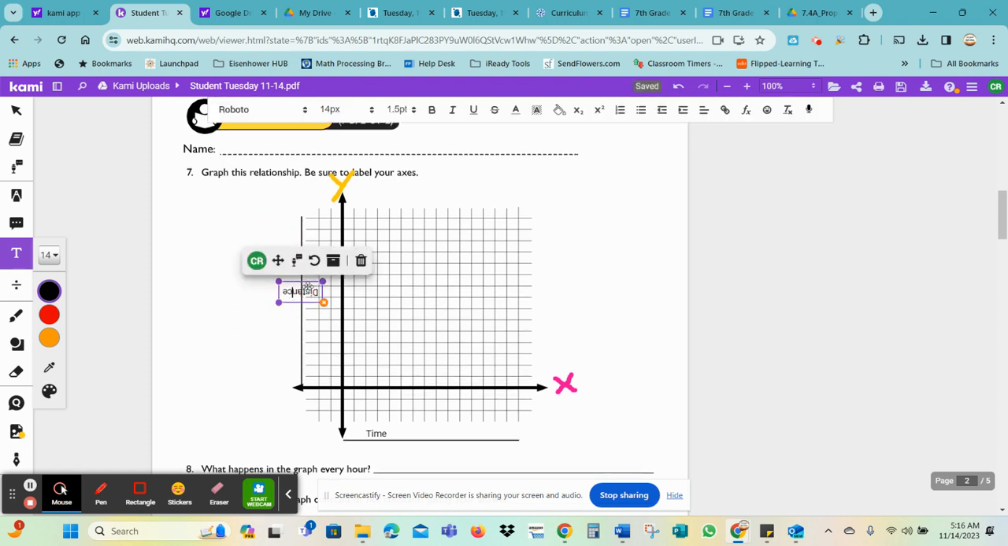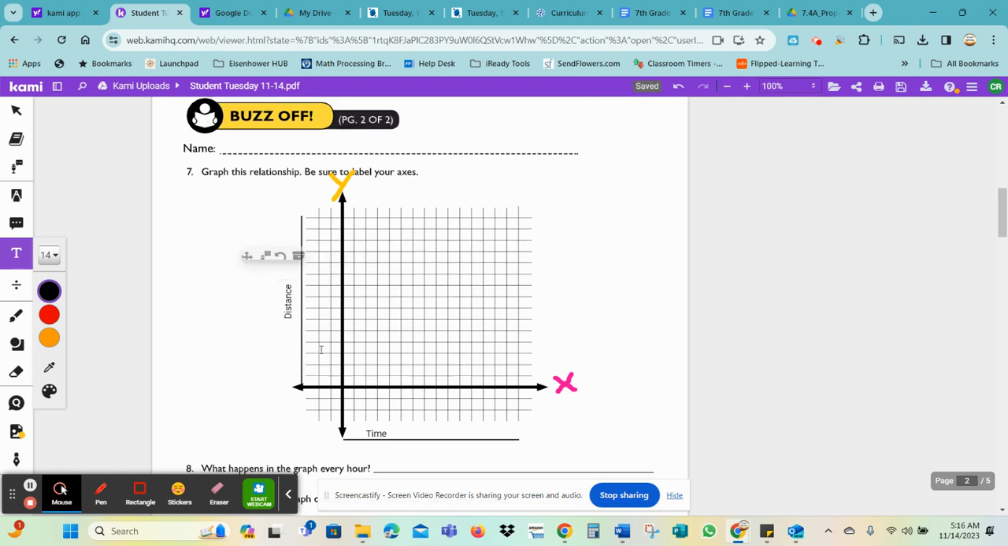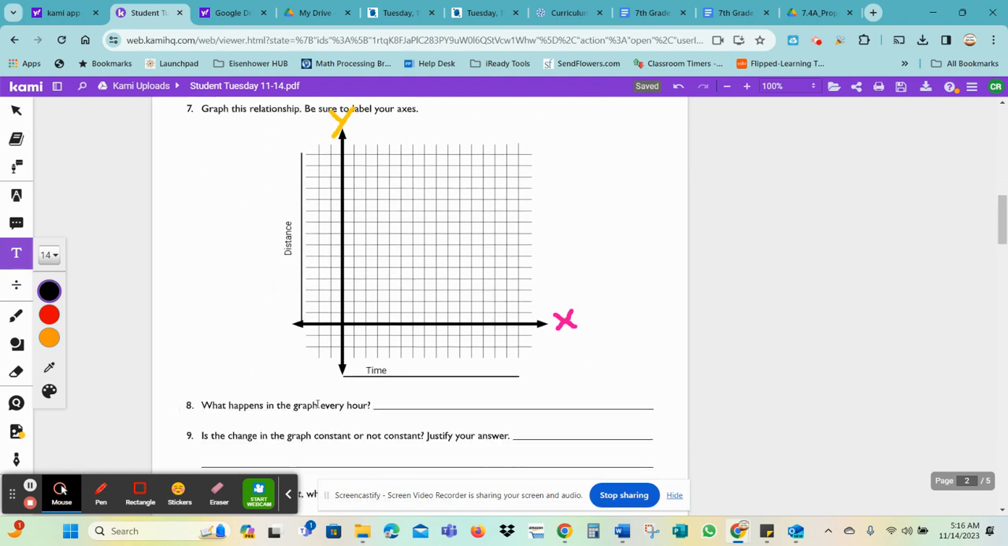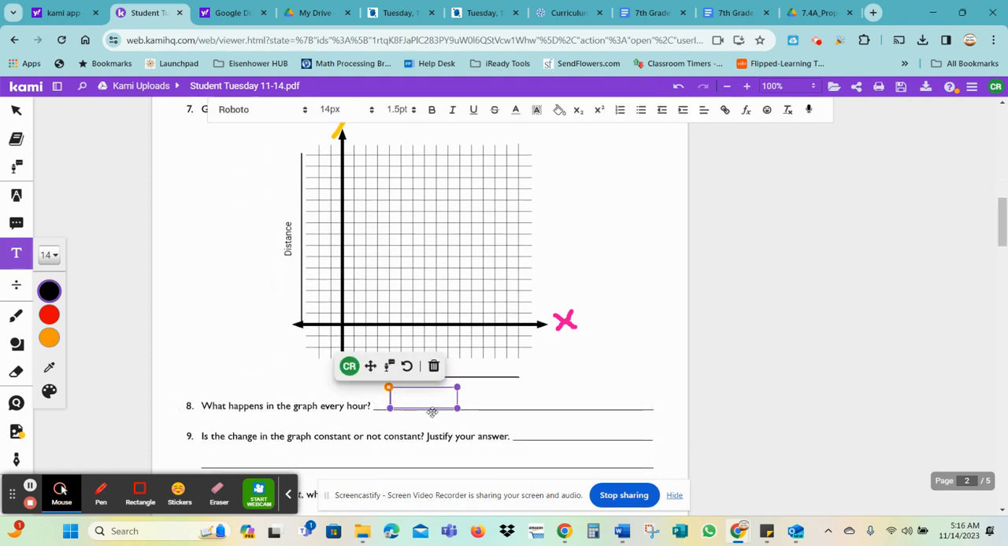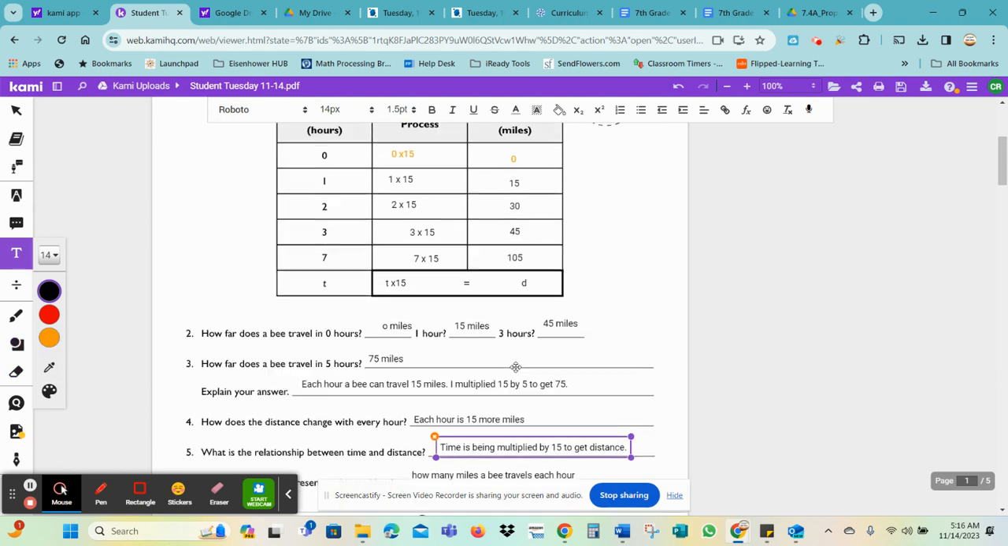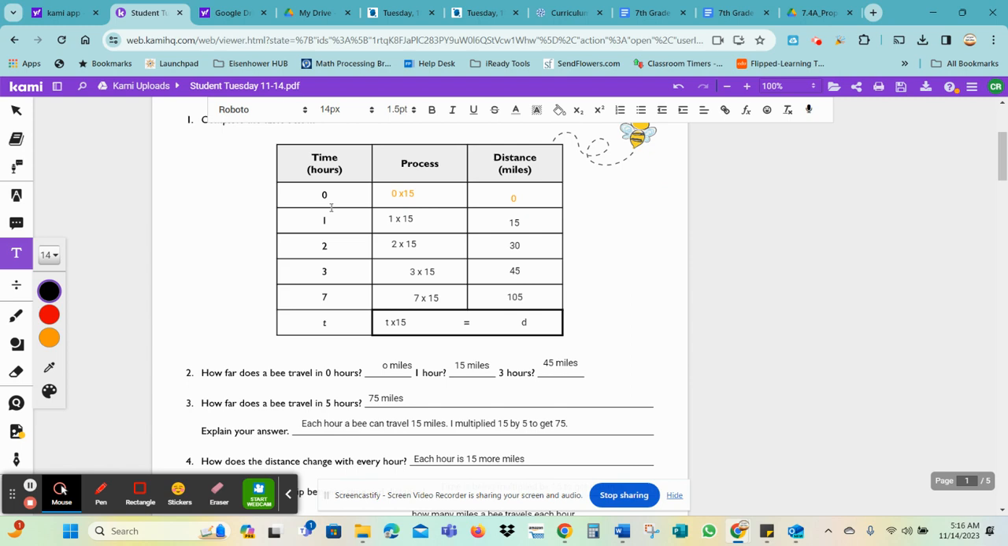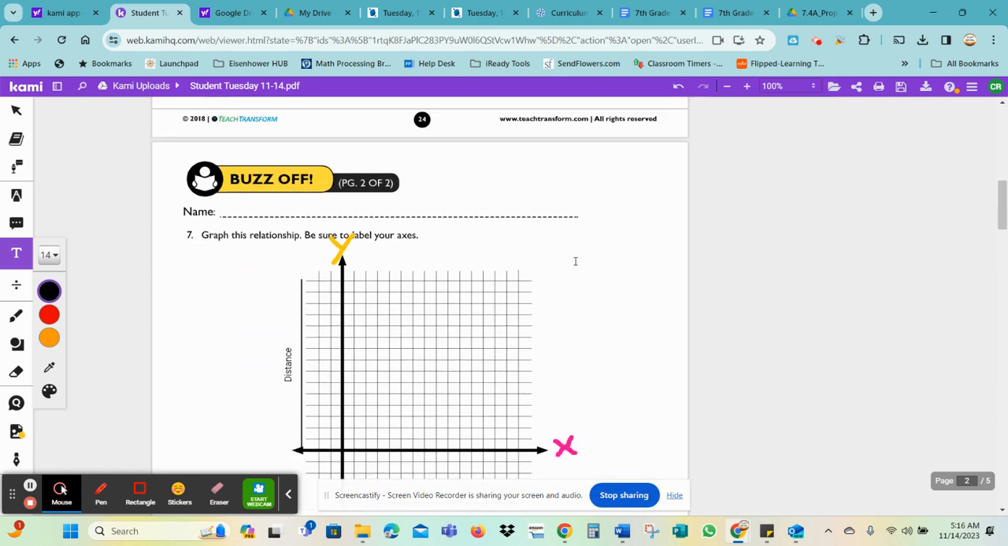Just turn that on completely upside down. There we go. So it's distance. What happens in the graph every hour? So when you are plotting, what you want to make sure that you do is take this. We have 0, 0, then 1, 15. I'm going to type out my ordered pairs here.